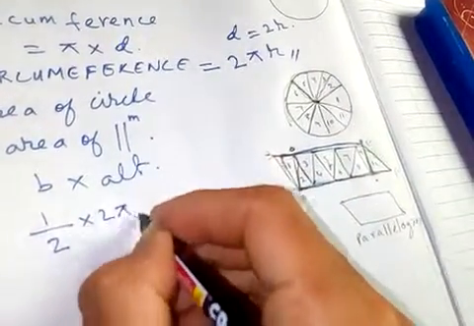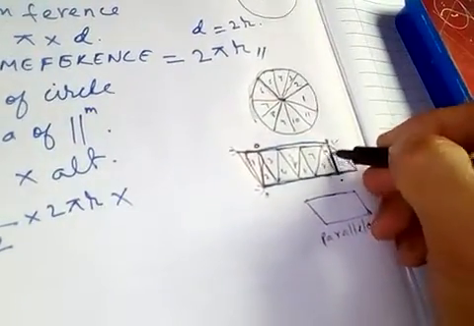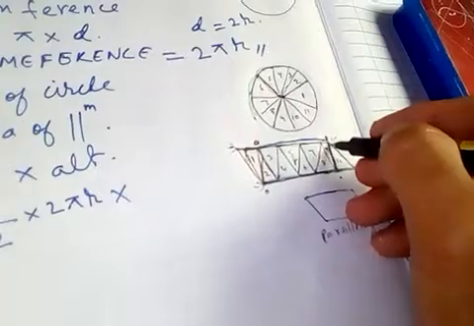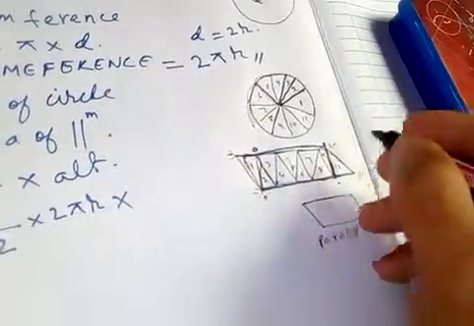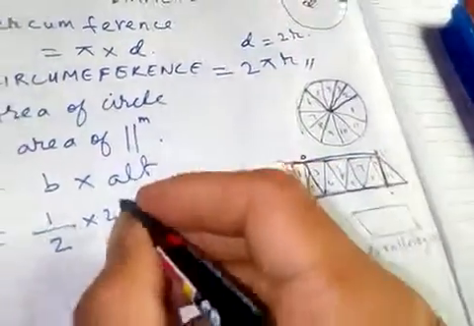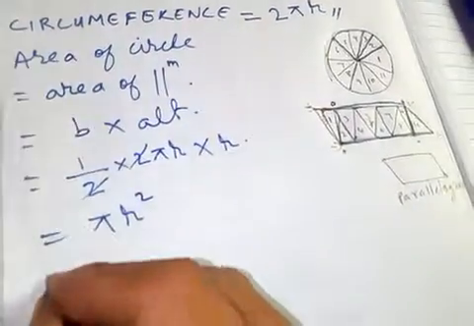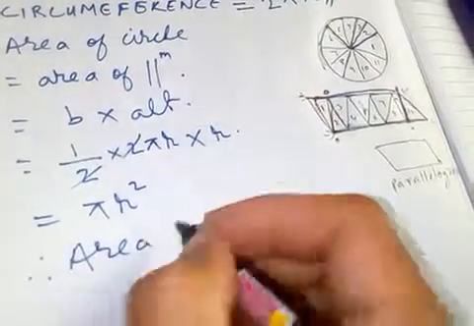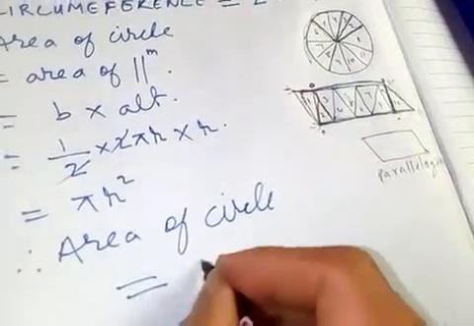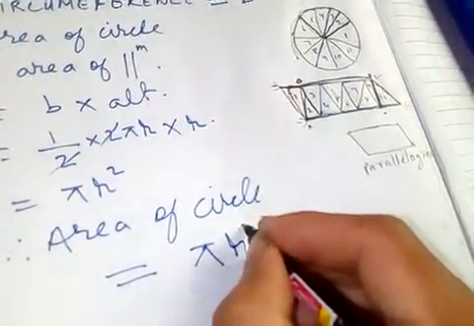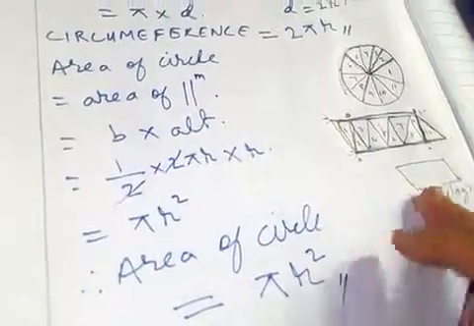Circumference means 2 pi r. And the altitude is perpendicular to this base, so this is nothing but the radius. Now these two will cancel, so we get pi r square. So the area of a circle is pi r square. So this is our proof.